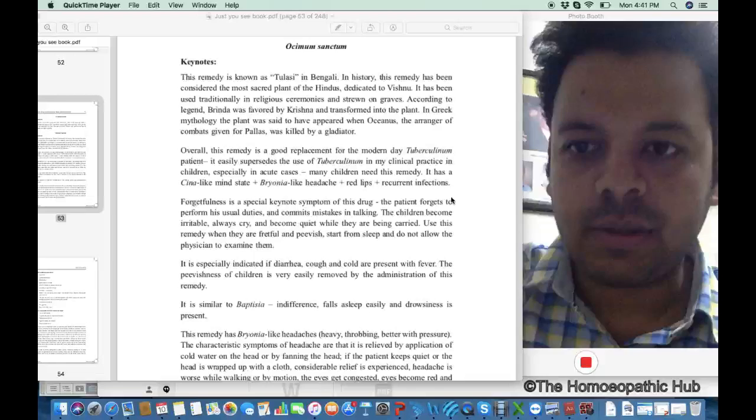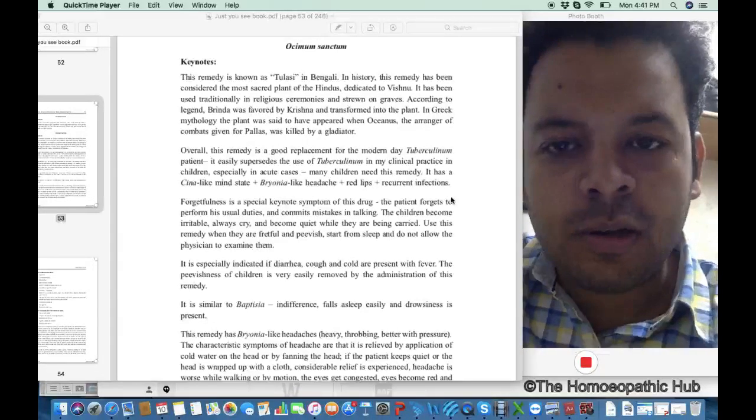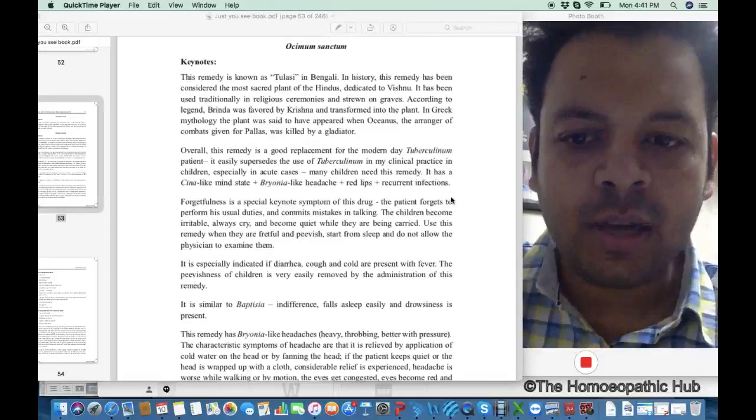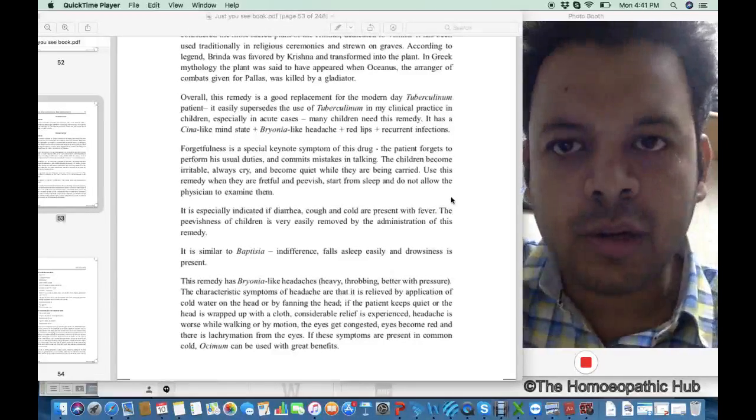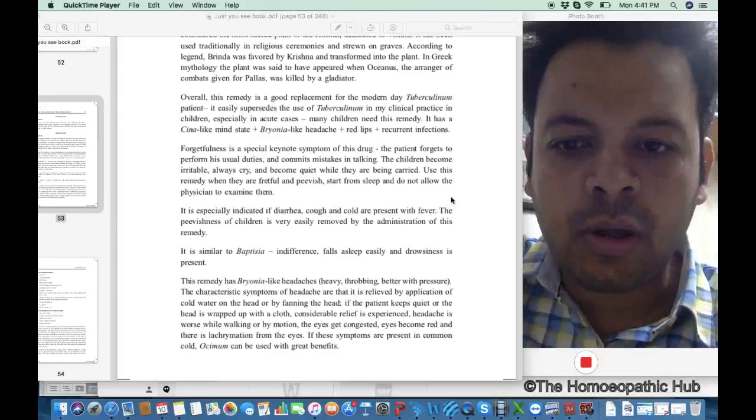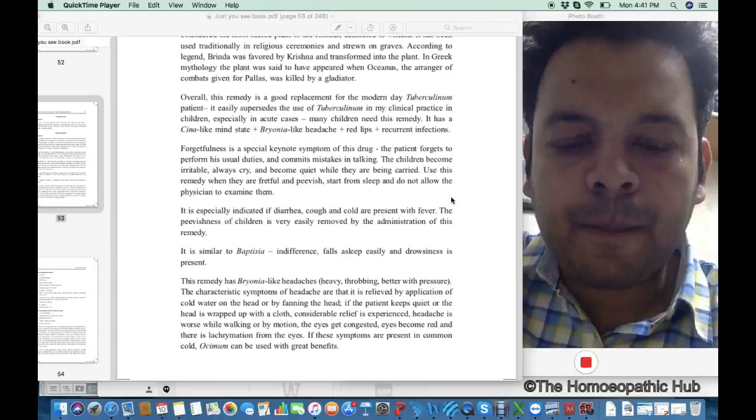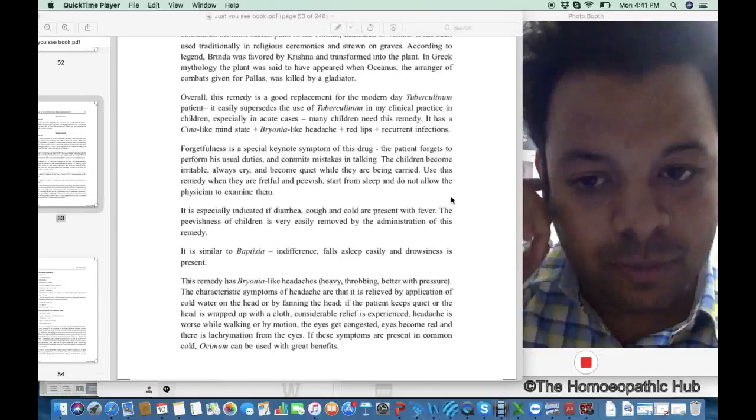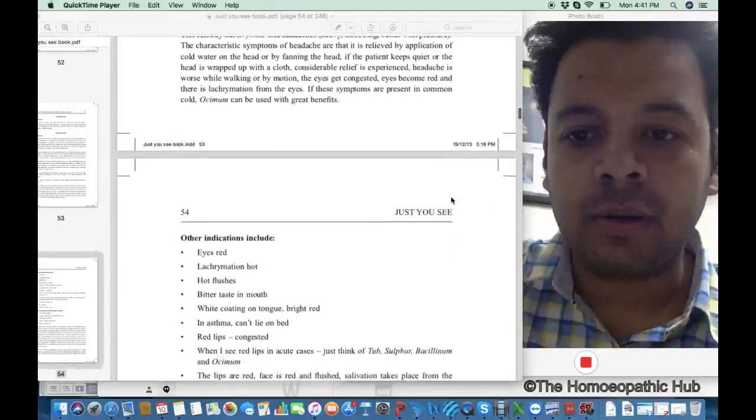I've written here, you can see Cina-like mind state, Bryonia-like headache, and red lips. Red lips in Ocimum Sanctum. It's typically also well known for forgetfulness, but especially for a lot of drowsiness with fever, Ocimum Sanctum should be thought about. With redness of the eye, lacrimation of the eye. Interestingly, better by cold. That's opposite to Rhus tox.